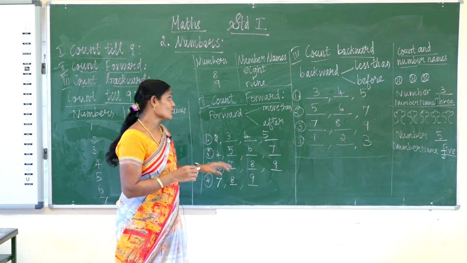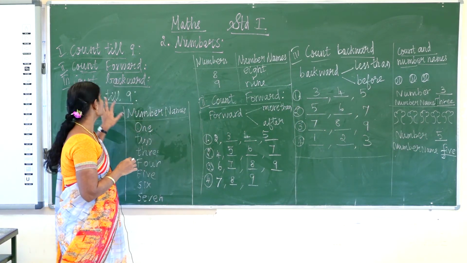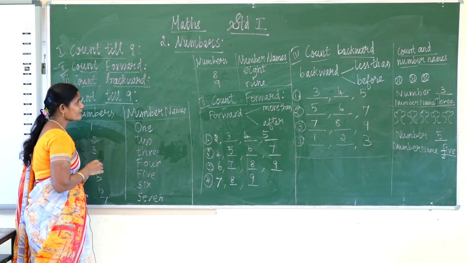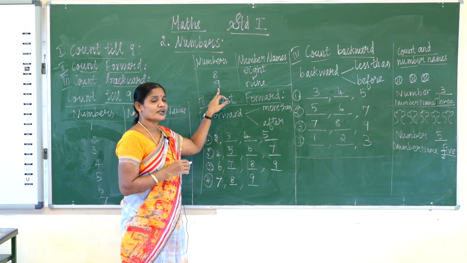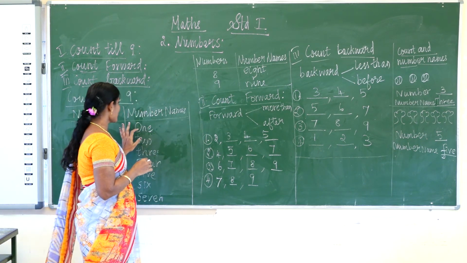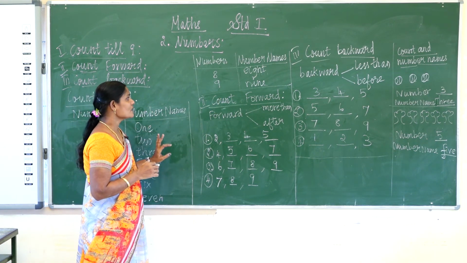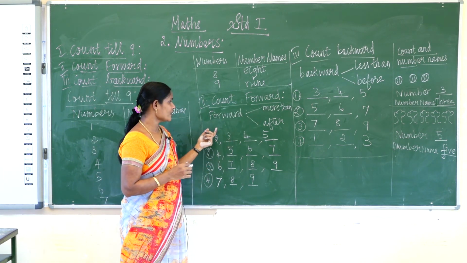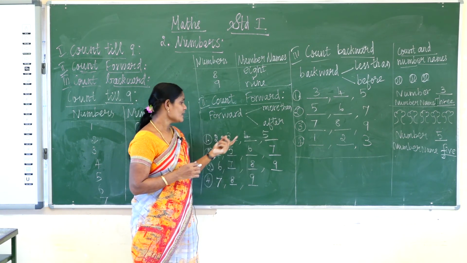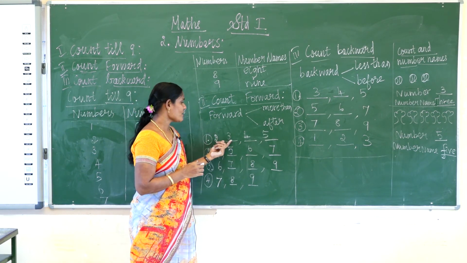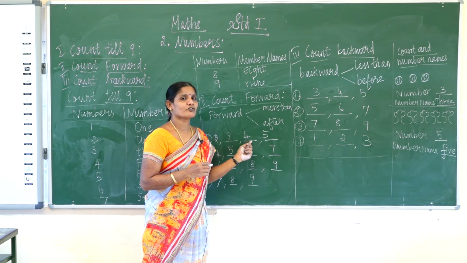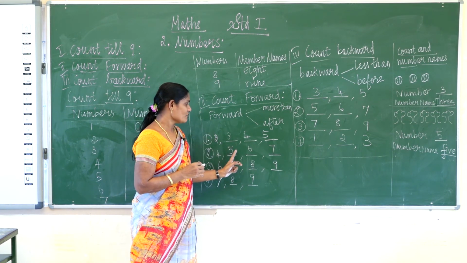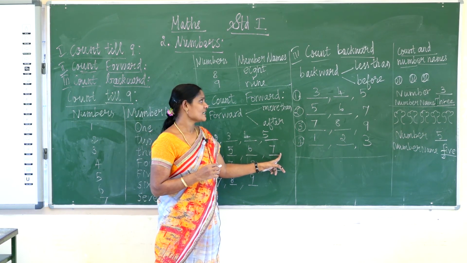Okay. So what did we discuss in today's class? We learned about count, numbers and number names. How many numbers do we have to see? You have to see 9 numbers. How did you write? O-N-E, 1. See the spelling also. Then count forward. What's the meaning of forward? More than, or after. So 2, 3 more than 2, 4 more than 3, 5 more than 4, 6 more than 5, 7 more than 6.